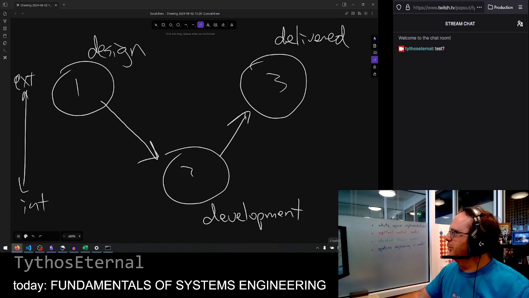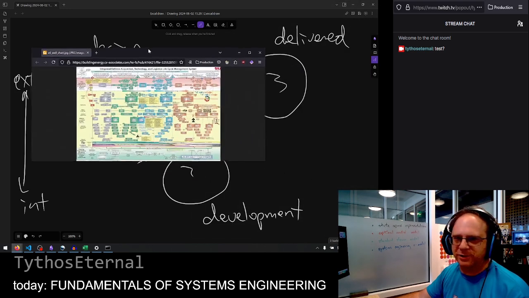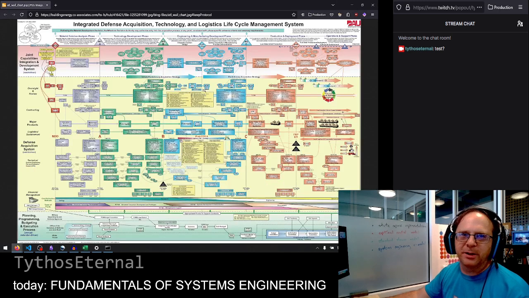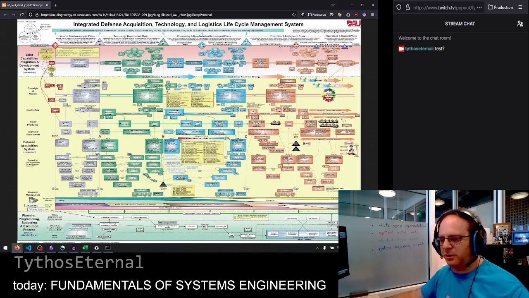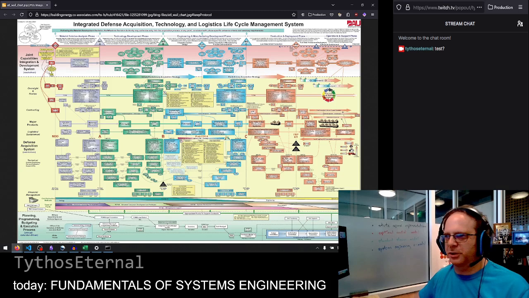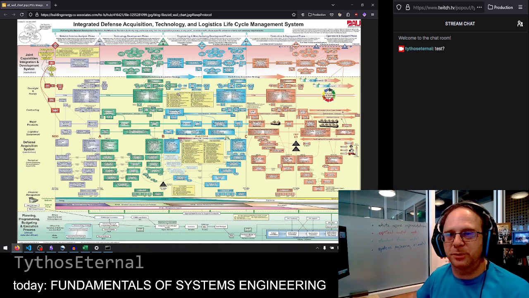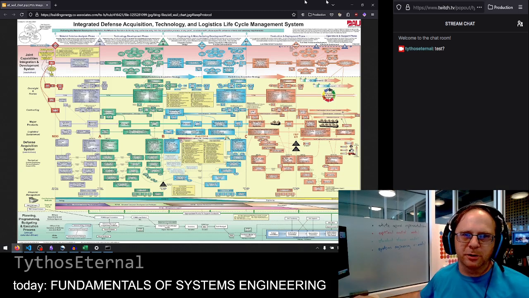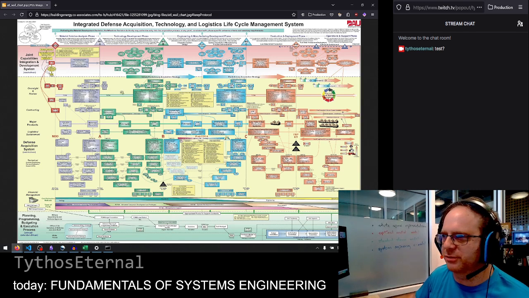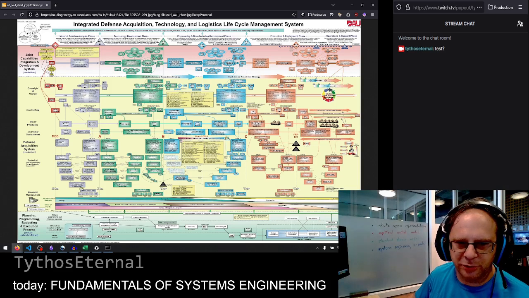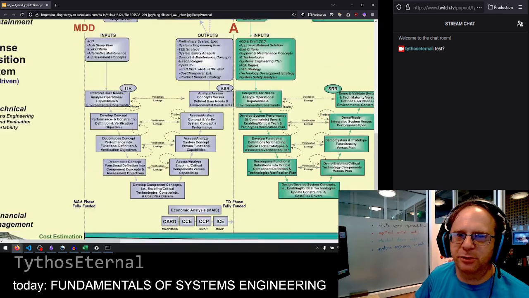That's beautiful. So you want to see how complicated this process can get? Here is the Integrated Defense Acquisition Technology and Logistics Lifecycle Management System, part of something called JSIDS. This is how operational systems are designed or engineered and procured by the government, the Department of Defense. So what you see in here are many systems engineering Vs. There is some sort of decomposition of the design into study or analysis that is then integrated into the generation of some final product. And this takes place on many different levels, right?